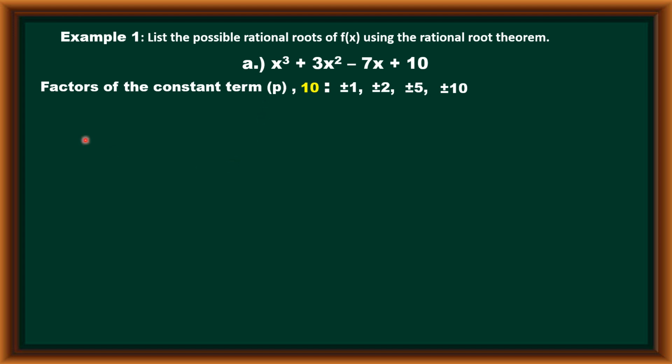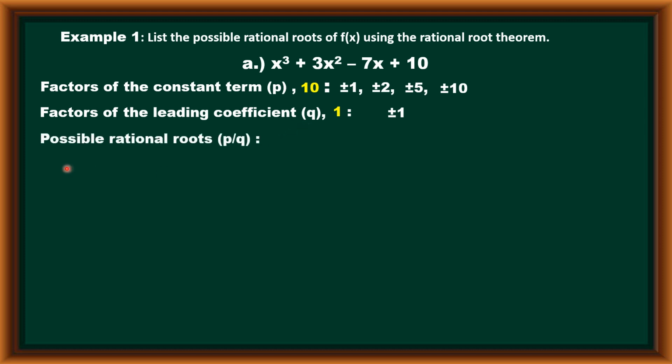Okay? Next, we will get the factors of the leading coefficient q. Again, asan nga yung q? Yun yung number sa unahan ng variable na may pinakamataas na exponent. In here, ang ating q ay 1. Yan, sa unahan ng x cube. Ano yung number na kapag binultiply 1 ang sagot? Siyempre, wala namang iba kung hindi 1 times 1. Positive and negative. Ayan, madali lang pala yung q.